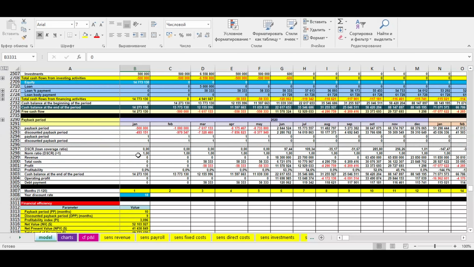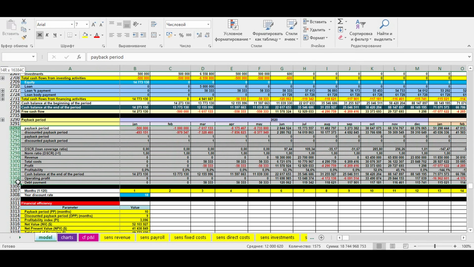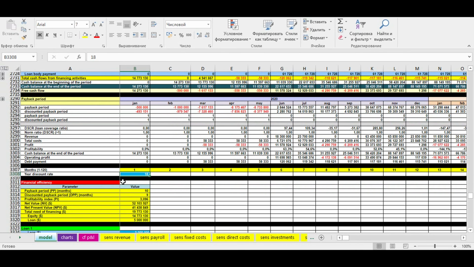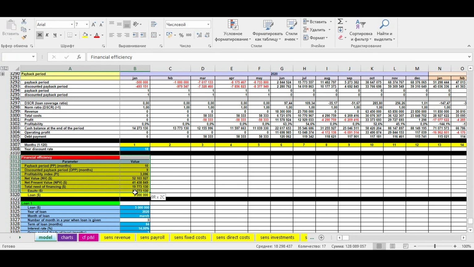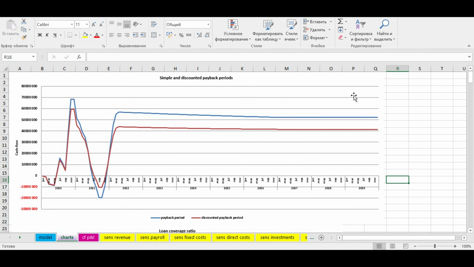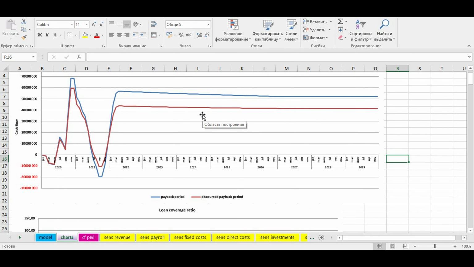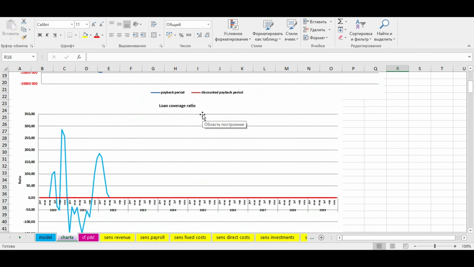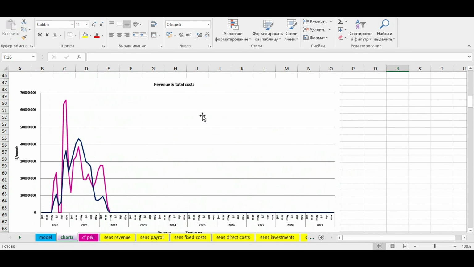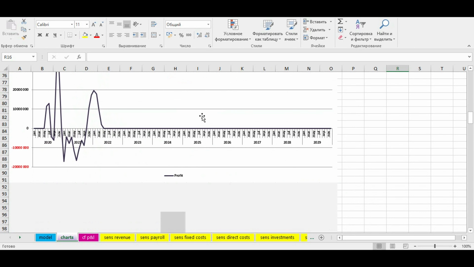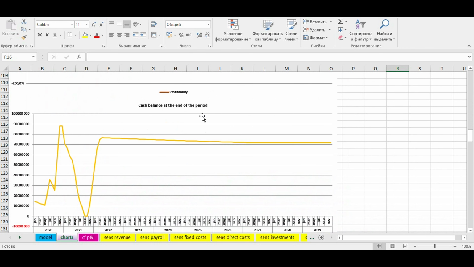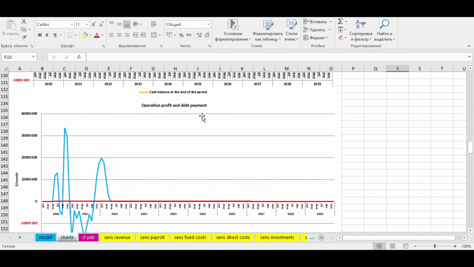After cash flow statement, we can see lines with profit and profitability. Then you can set a discount rate and look at the final financial efficiency parameters of your construction company. Now we can see the graphic illustration of your business idea. Here we see in monthly detail simple and discounted payback period, loan coverage ratio, revenue and total expenses, profit, profitability, cash balance, cumulative profit, operation profit, and loan payment.